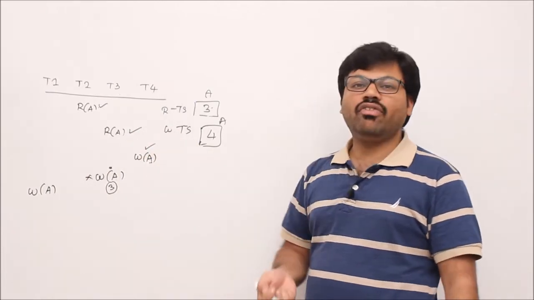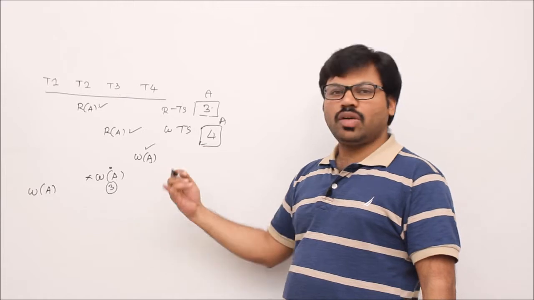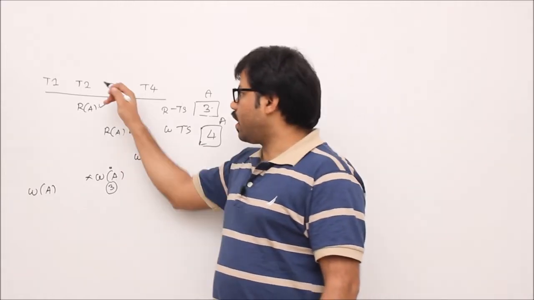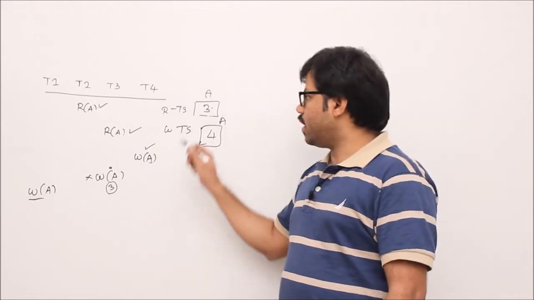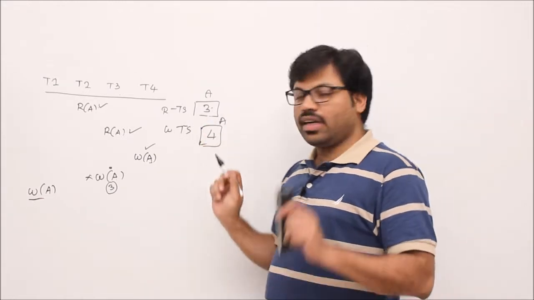That is the specialty of the Thomas Write rule. But in basic timestamp, it got cancelled, right? So now don't cancel T3. Now come to write of A. Same story. First check readers. Are readers in the right order?